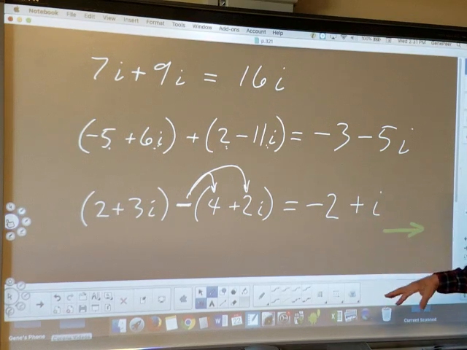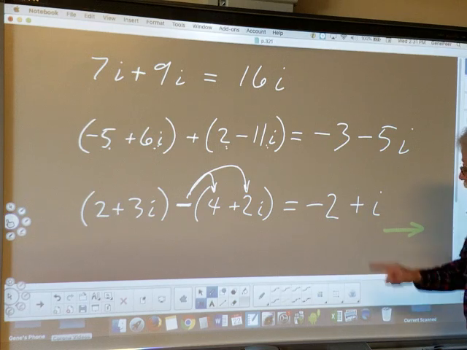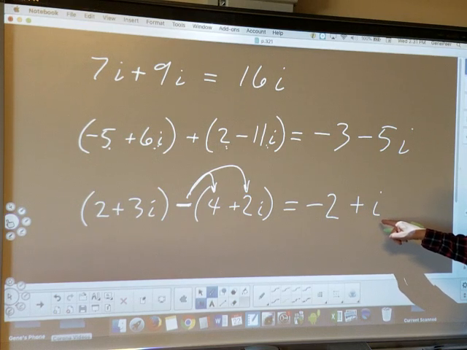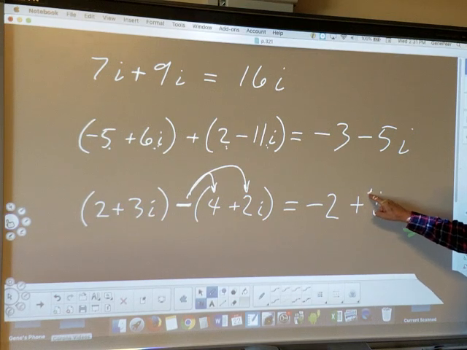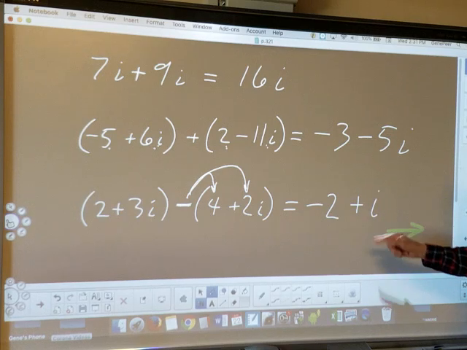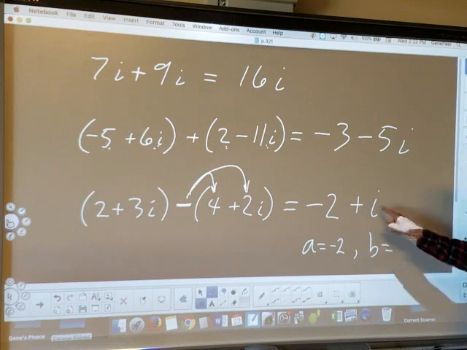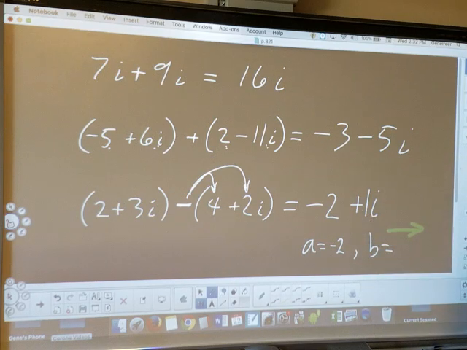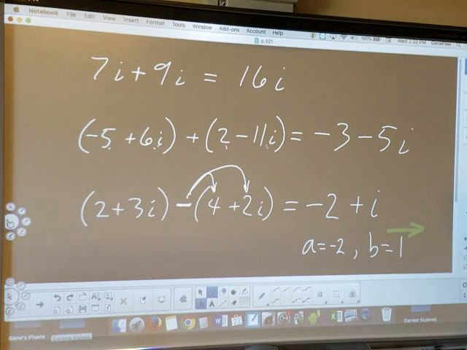By the way, in this case, what is a? A is -2. And what's b? 0? No, it's not 0. What's in front of that i? The ever-present invisible 1. In this case, b is 1. A is -2, and b is the number that sits in front of the i that's normally invisible. It is 1.